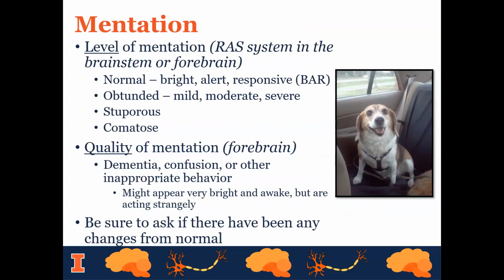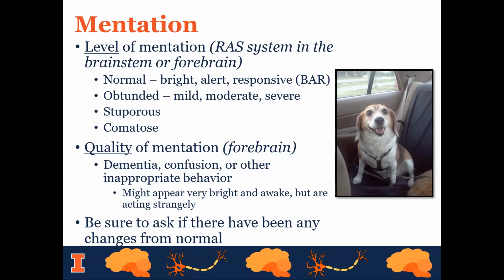So when I look at a pet's mental state, I'm thinking of two components to that mental state assessment. I think about the level of mentation, that's how awake or asleep is that pet. And then I think of the quality of mentation. So no matter how sleepy they might be or bright they might be, are they responding in an appropriate way in that circumstance? So for level of mental state, there are four main terms that we use.